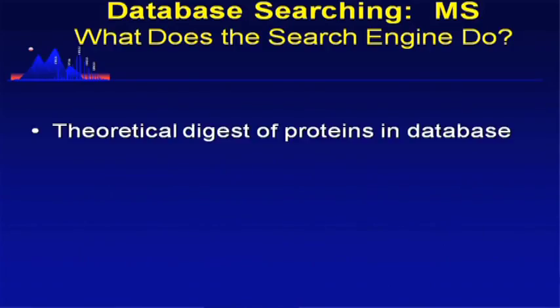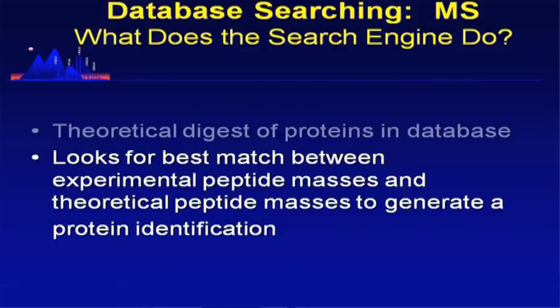The first thing that it does is a theoretical digest of all the proteins in the database. So you say, okay, I know I have a human protein, so let's look at all the human proteins. Let's theoretically digest them with trypsin. So we create lists of theoretical tryptic peptides based on cleavage at lysine and arginine for each protein in the database. And then we look for the best match between our experimental peptide list and all of these theoretical tryptic peptides from the database.